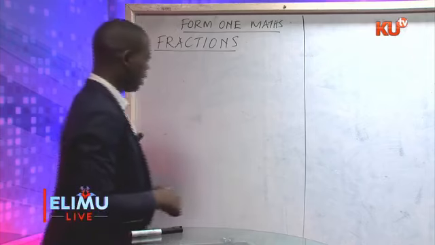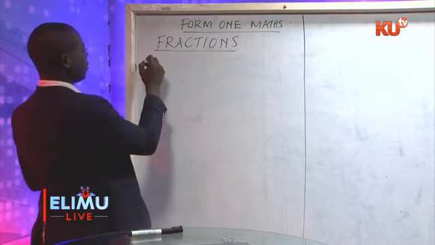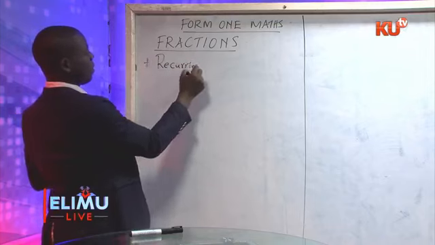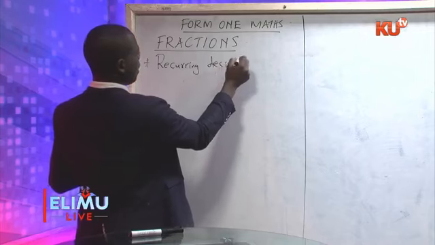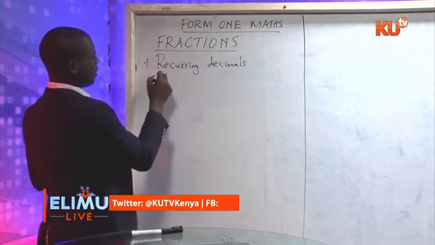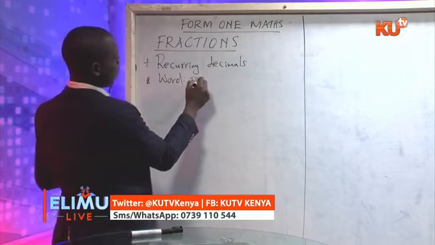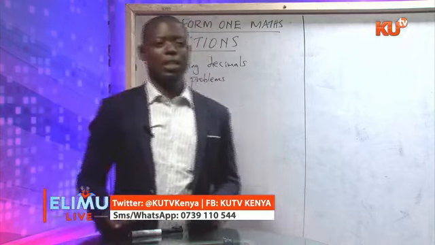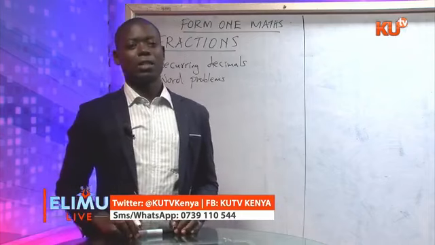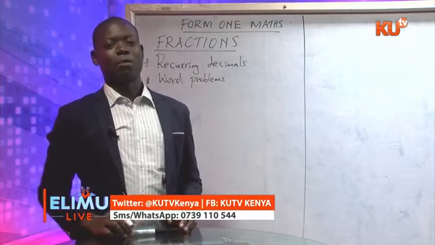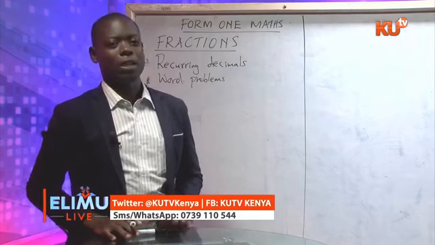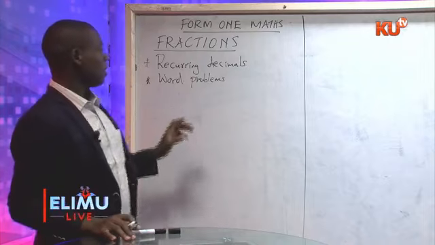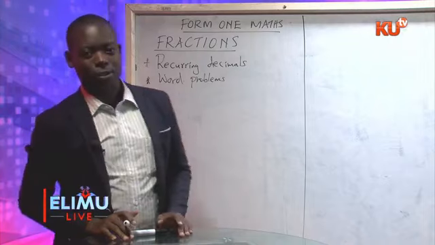So what are these two items? The two items that we want to discuss today: one, we call it recurring decimals. And then number two, we'll discuss word problems. So these are the two things that students need to look at carefully when they are revising on fractions, especially if you expect to get any mark in paper 1 for mathematics. So what we need to know is what are recurring decimals.